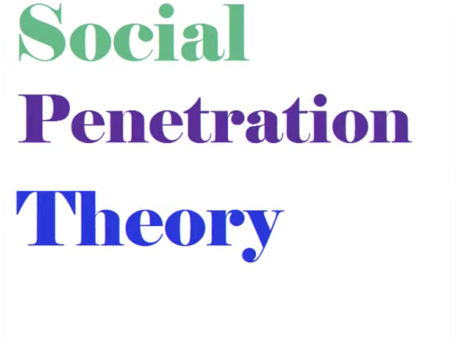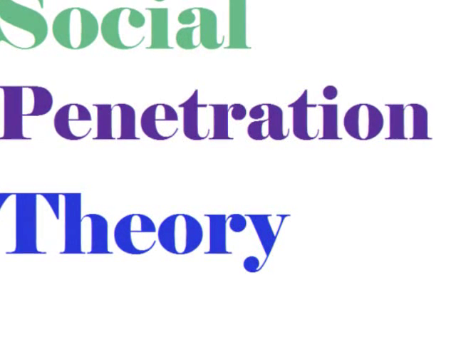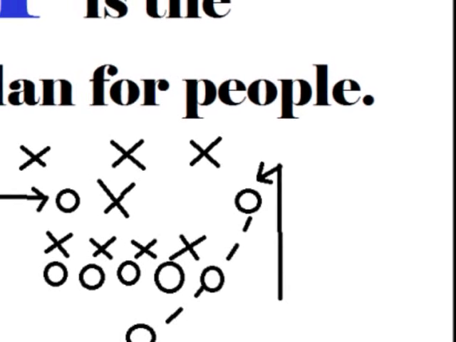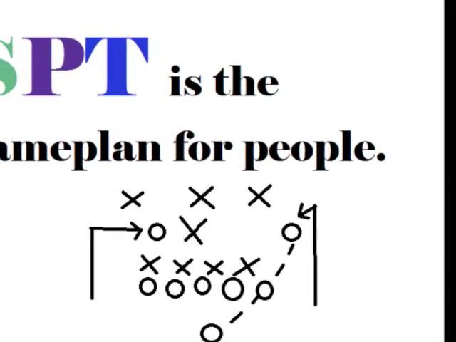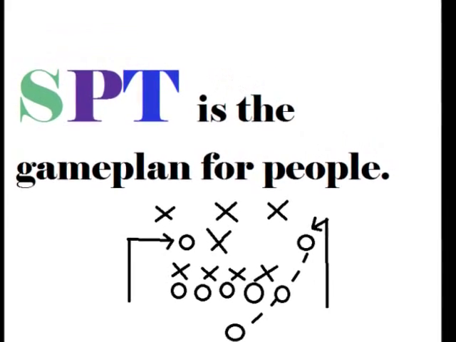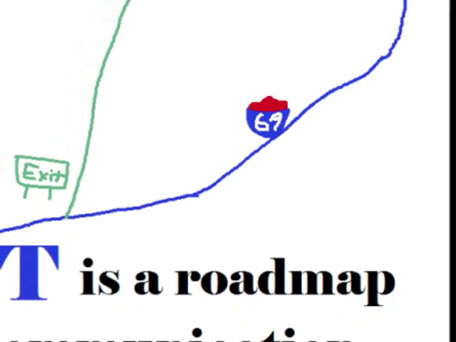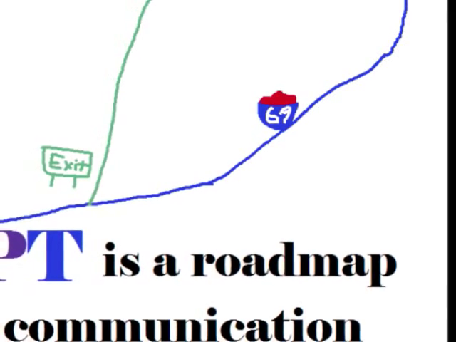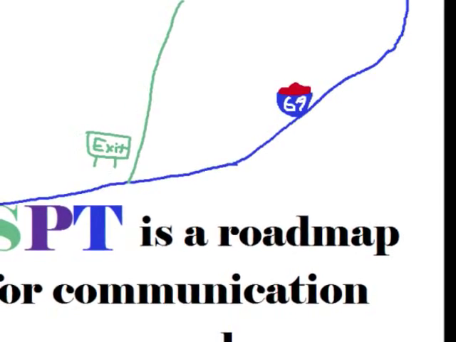I know you're wondering, how can social penetration theory, how can this communication mumbo-jumbo help me? I'll tell you why. Because social penetration theory is the game plan for people. It's basically the game plan on relationships and just being able to interact with them. Social penetration theory is like a roadmap for communication among people. It's basically your MapQuest, but for how to make a conversation and how to get it started.